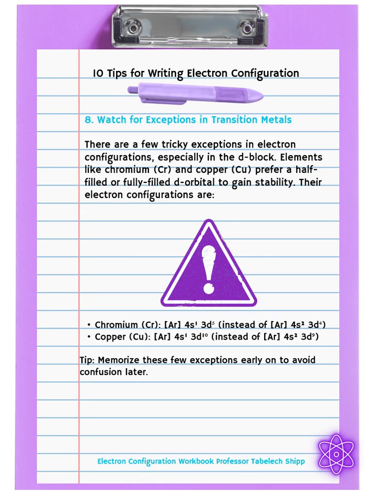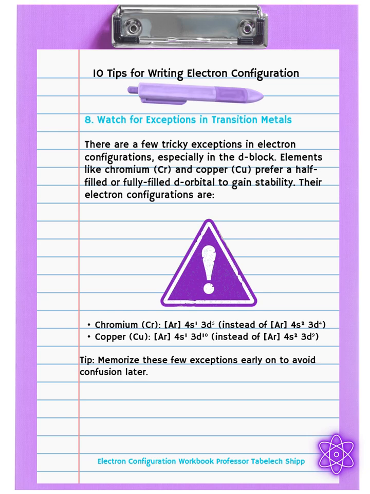Check it out. Watch out. You notice I have a caution sign right there in the middle. There are exceptions to the rule when it comes to your transition metals. These are kind of tricky because they are part of the d block. Now, elements like chromium and copper prefer a half-filled or a fully filled d orbital to gain stability.